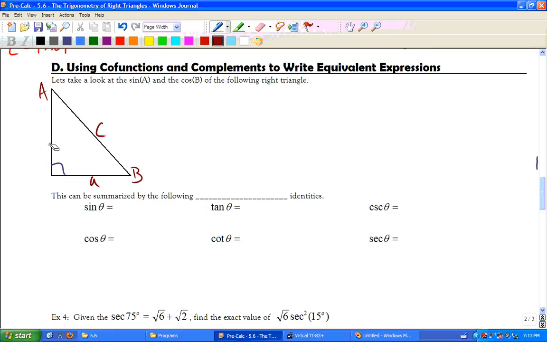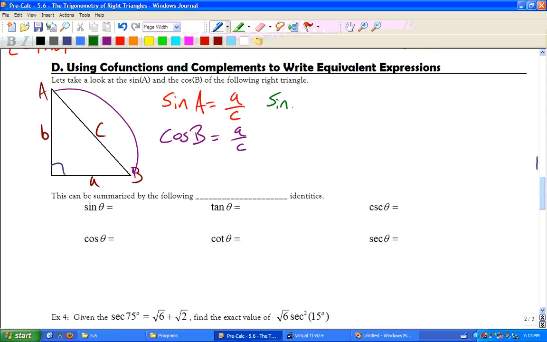Obviously, pretty familiar setup. What we're going to do is take a look at the relationship when we start with something like the sine of angle A. Sine of angle A will be the opposite A over the hypotenuse C. Then we jump down to the other acute angle, angle B. What in the world is the cosine of angle B? The cosine of angle B is going to be the adjacent A over C. In other words, the sine of A equals the cosine of B.